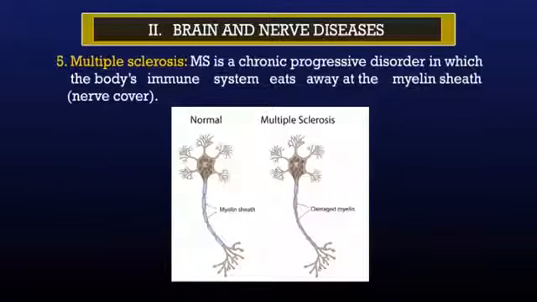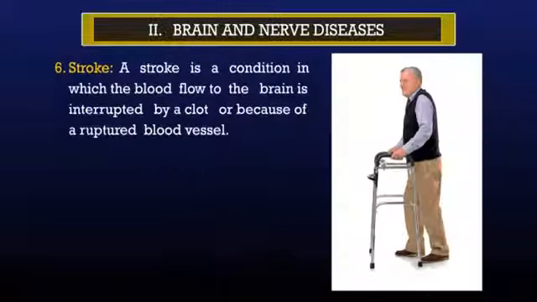And fifth one is multiple sclerosis. Multiple sclerosis is a chronic progressive disorder in which the body's immune system eats away the myelin sheath, that is the nerve cover. And sixth one is stroke. A stroke is a condition in which the blood flow to the brain is interrupted by a clot or because of a ruptured blood vessel.